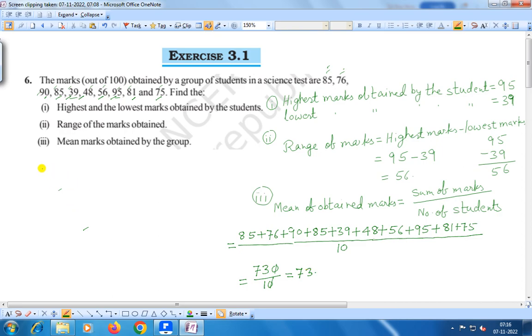Therefore, the mean marks obtained by the group is 73.